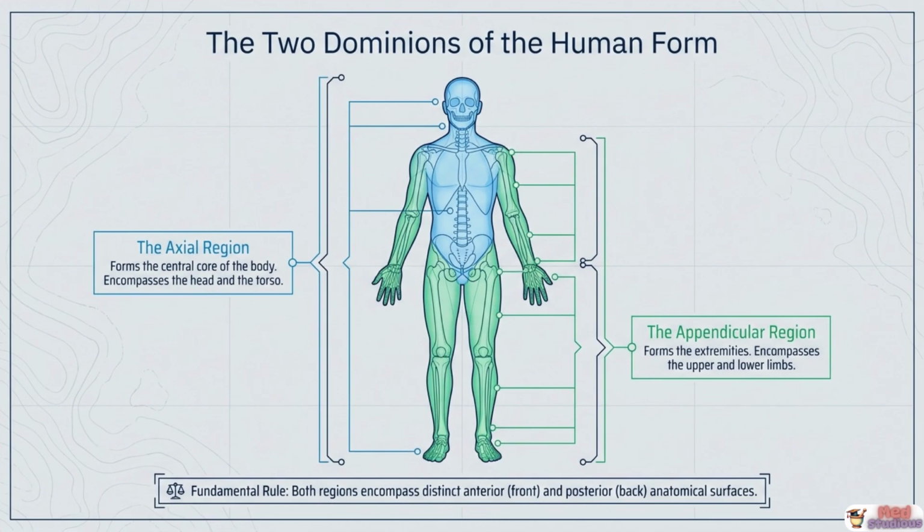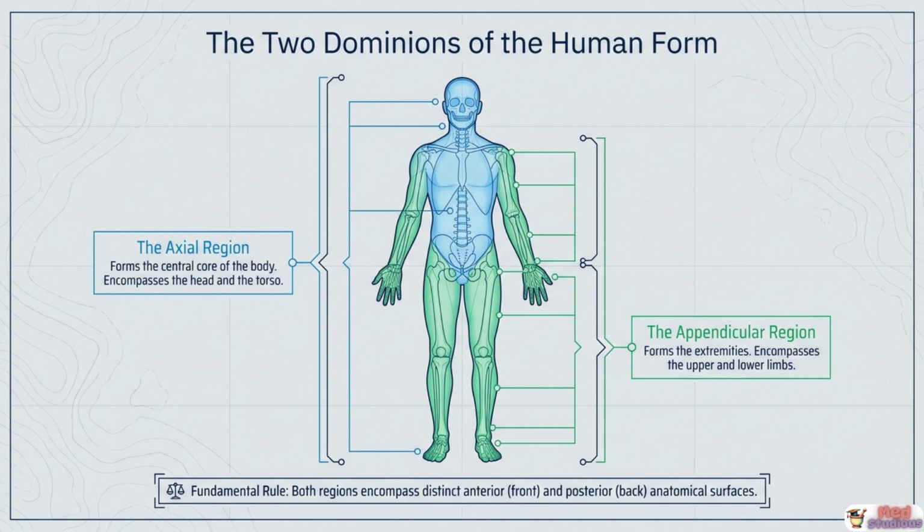Before we map individual regions, we need to fully internalize the two dominions that organize the entire human body. The first dominion is the axial region, the central core. It encompasses the head and the torso, everything running along the central longitudinal axis of the body. Think of the axial skeleton as the scaffolding of the body. It protects the brain, the spinal cord, the heart, and the lungs.